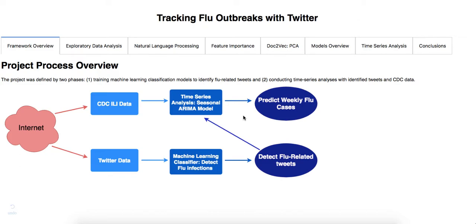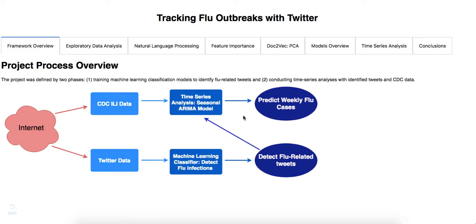If we're able to incorporate real-time Twitter data, we might be able to more effectively identify cases as they're happening and even more accurately predict future outbreaks. My project was built with Dash as the front end and Flask as the back end, and the project was broken down into 2 phases.